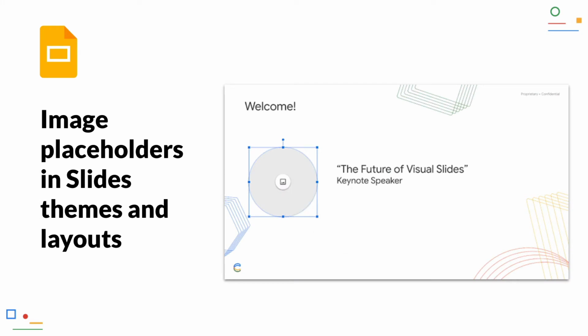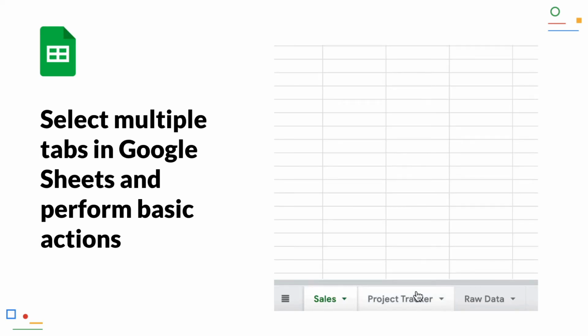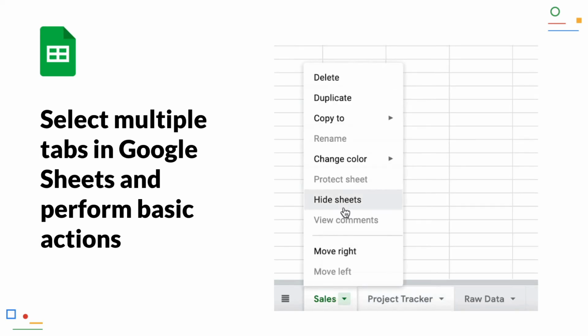Image placeholders in slides, themes and layouts. In the design builder, formerly known as Master View, placeholders for images can now be added. This allows users of presentations to add their own images to the created placeholder locations with a simple click, without changing the intended design.